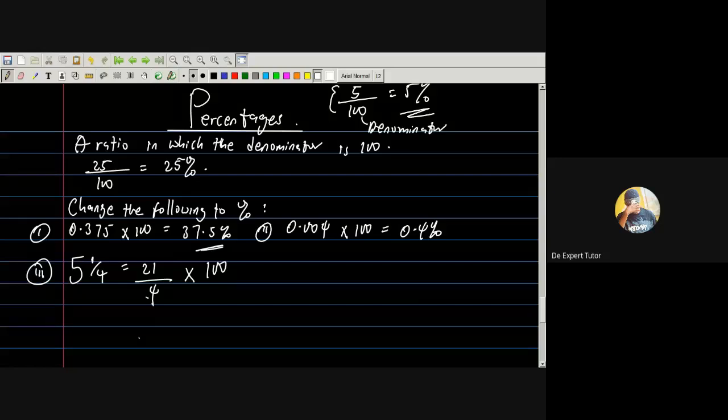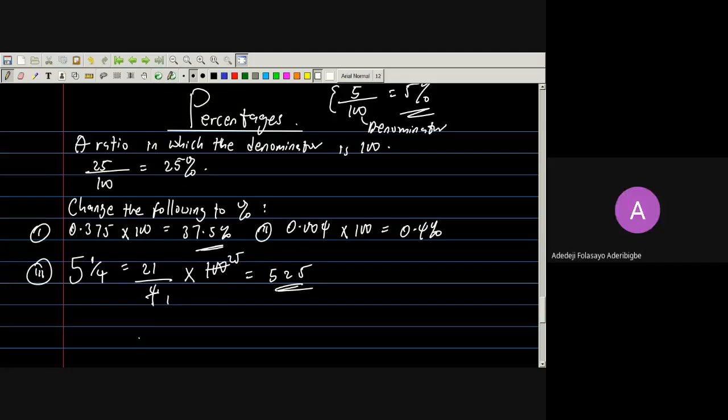So 4 in 100 will give me 25. If you multiply this by 21, you will get 525. Altogether, and so on like that. Percentage.